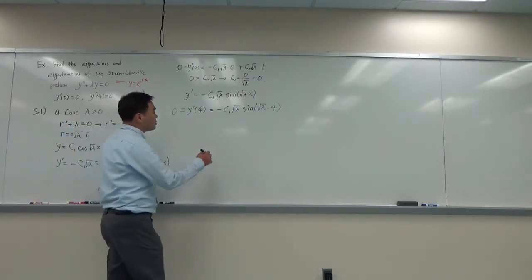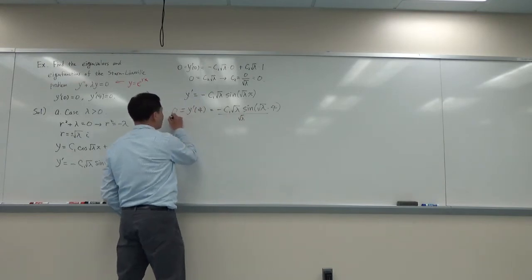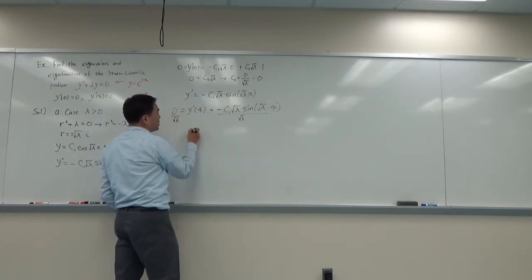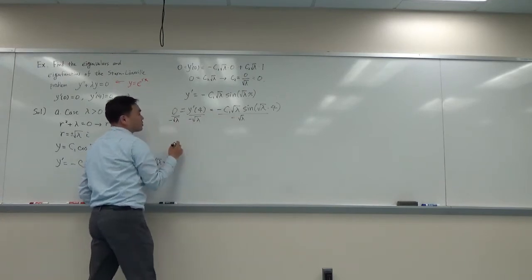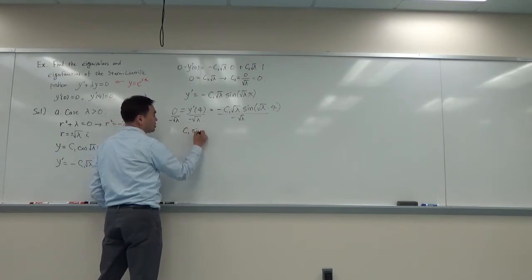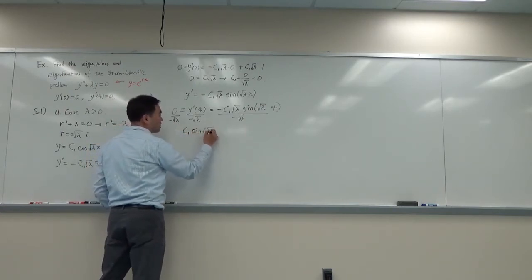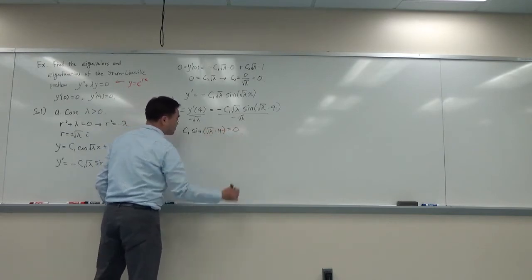Now, again, the immediate thing we can do is divide both sides by square root of lambda, because we know that that's not 0. Also, let's just get rid of the minus as well. If you cancel it away, immediately we get c1 times sine of square root of lambda times 4 equal to 0.